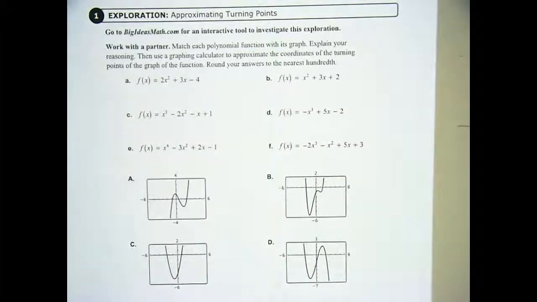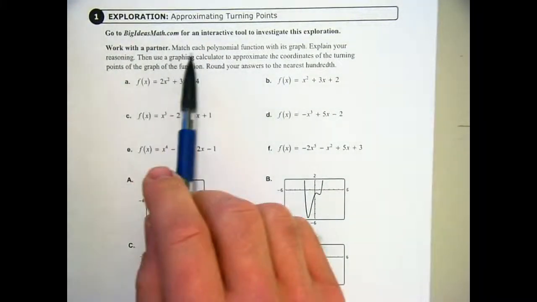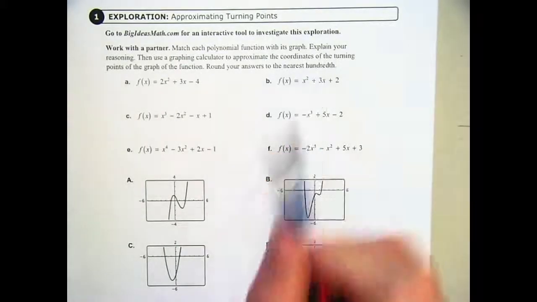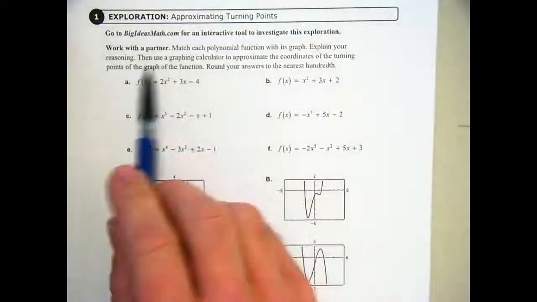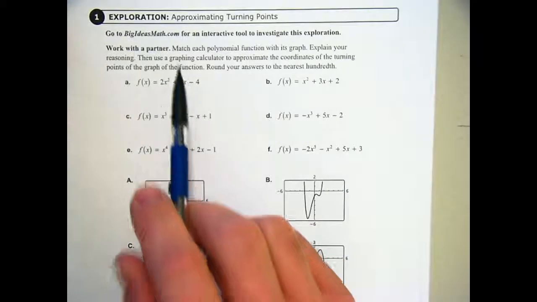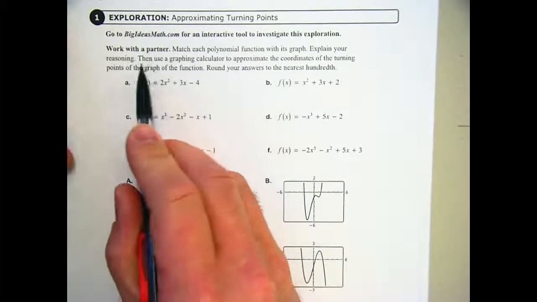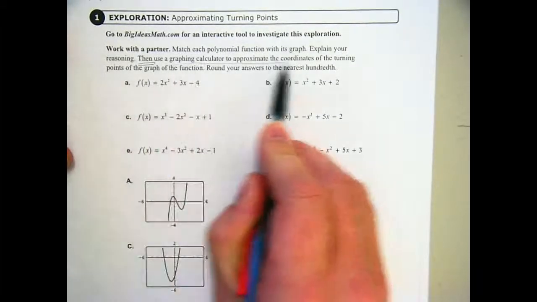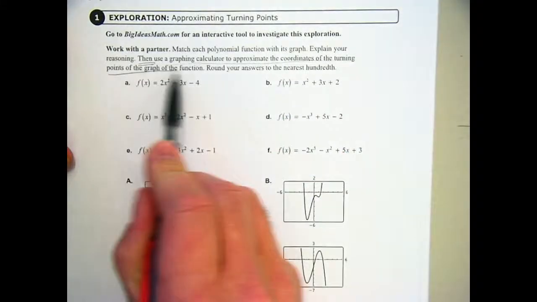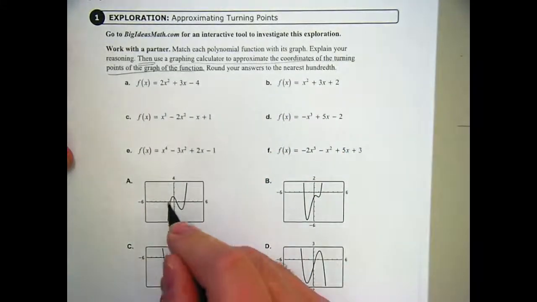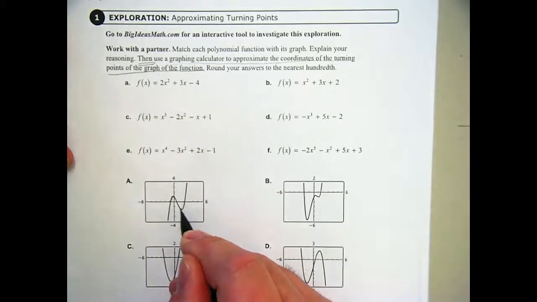Okay, so let's make sure, because we've done a lot of these, sometimes we just don't read as carefully as we should. Okay, match each polynomial function with its graph, which is what most of you will do. Explain your reasoning. Some of you may have done that. Then, use a graphing calculator to approximate the coordinates of the turning points of the function. Turning point would mean like this little bump right here and that little bump right there.